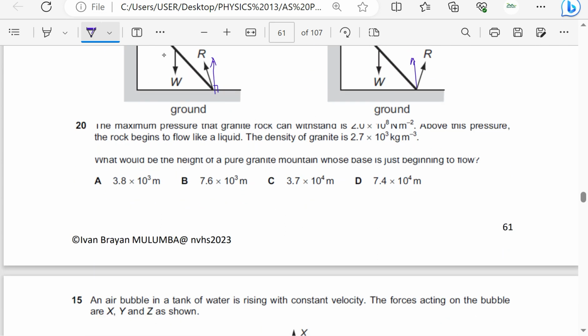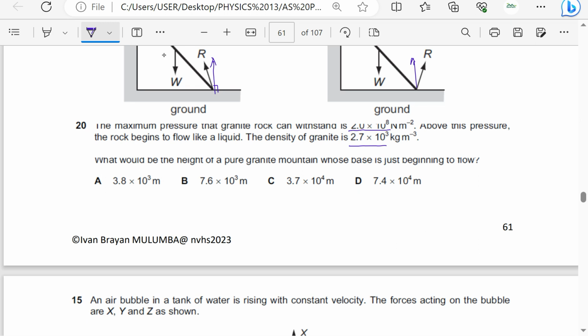The maximum pressure that granite rock can withstand is 2.0 times 10 power 8 newtons per meter squared. Above this pressure, the rock begins to flow like a liquid. The density of granite is 2.7 times 10 power 3 kilograms per meter cubed. What would be the height of a pure granite mountain whose base is just beginning to flow?